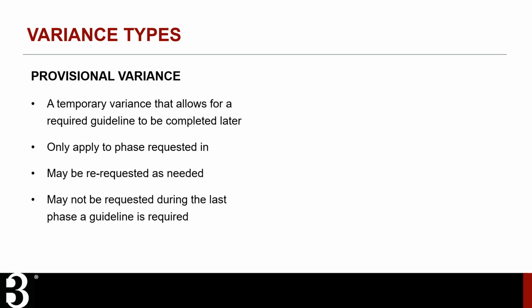Provisional variances are designed for projects that are ready to move on to the next phase, but cannot currently complete all required guidelines. Provisional variances are temporary and only apply to the phase they are requested in. If the issue preventing guideline completion persists for multiple phases, the provisional variance must be re-requested at each phase. However, provisional variances cannot be requested during the last phase a guideline is required. At that time, the guideline must be completed, or a full variance or non-compliant designation must be requested.